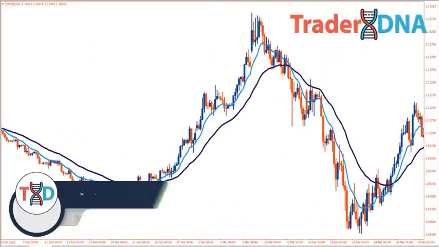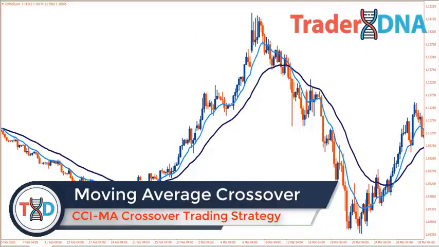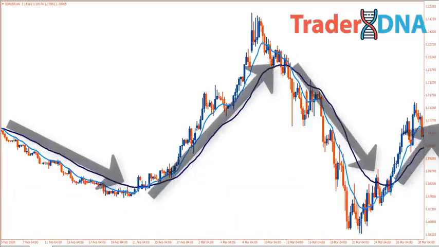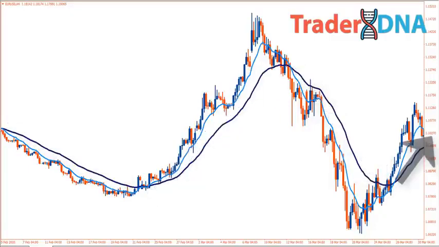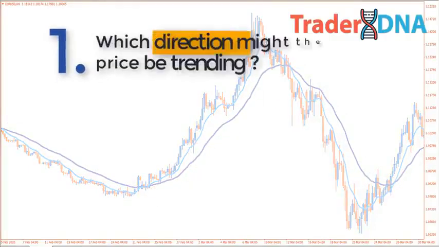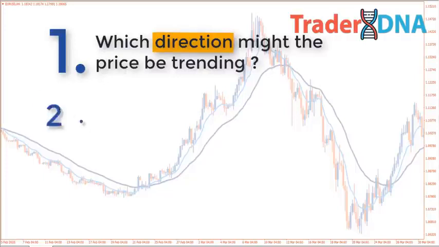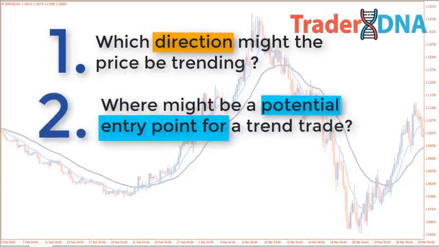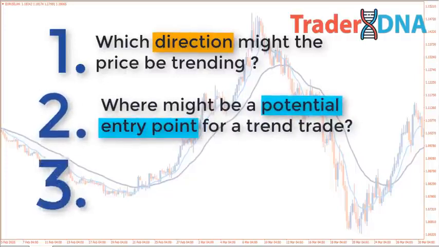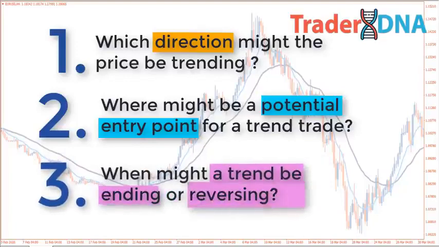Moving average crossover. Because moving averages are a lagging indicator, the crossover technique may not capture exact tops and bottoms, but it can help you identify the bulk of a trend. A moving average crossover system helps to answer these three questions. First, which direction might the price be trending? Second, where might be a potential entry point for a trend trade? Third, when might a trend be ending or reversing?